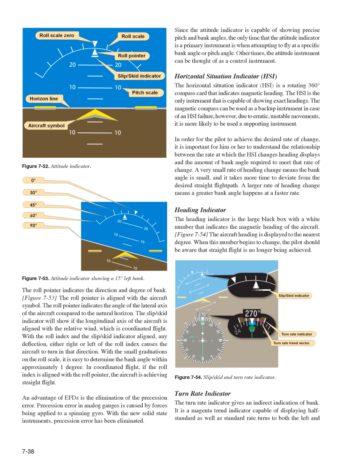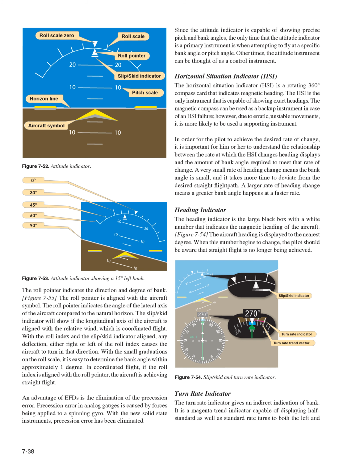The roll pointer indicates the direction and degree of bank. In Figure 7-53, the roll pointer is aligned with the aircraft symbol. The roll pointer indicates the angle of the lateral axis of the aircraft compared to the natural horizon. The slip/skid indicator will show if the longitudinal axis of the aircraft is aligned with the relative wind, which is coordinated flight. With the roll index and the slip/skid indicator aligned, any deflection, either right or left of the roll index, causes the aircraft to turn in that direction. With the small graduations on the roll scale, it is easy to determine the bank angle within approximately 1 degree. In coordinated flight, if the roll index is aligned with the roll pointer, the aircraft is achieving straight flight.